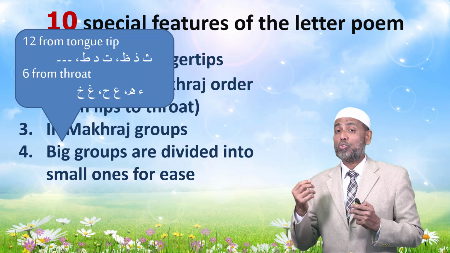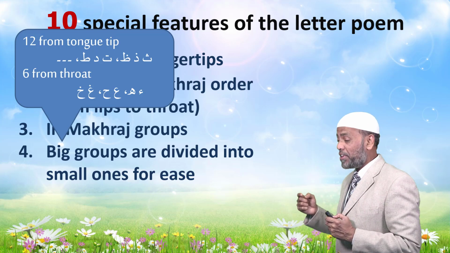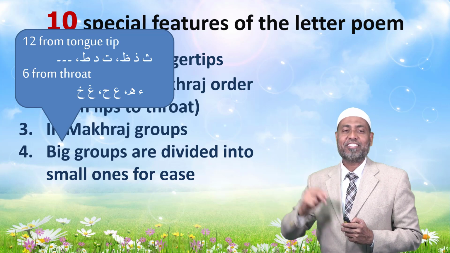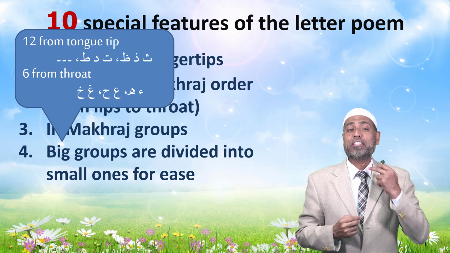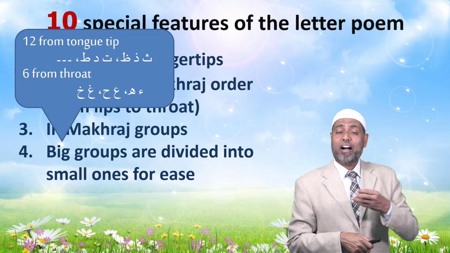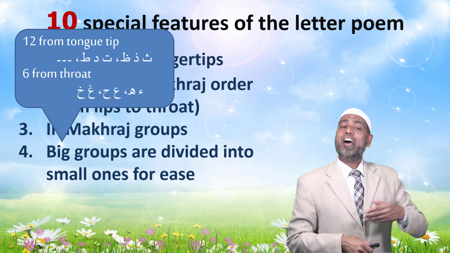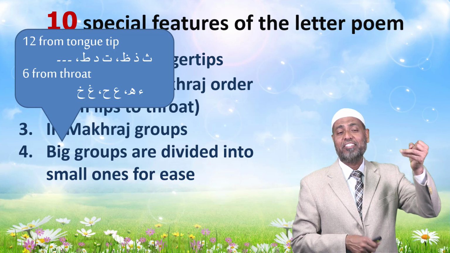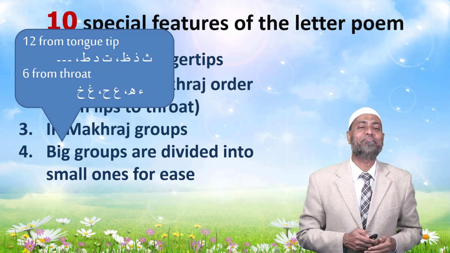For example, 12 from tongue tip, but then we have tha, dha, dha, one group, ta, da, ta, second one, and so on. 6 from throat, we have a, ha, a, ha, gha, kha. So we have 3 groups there.